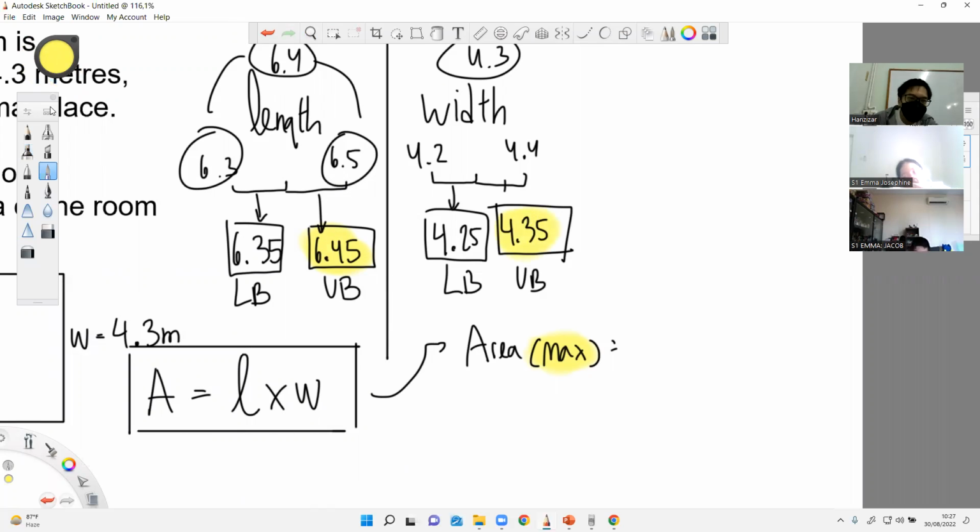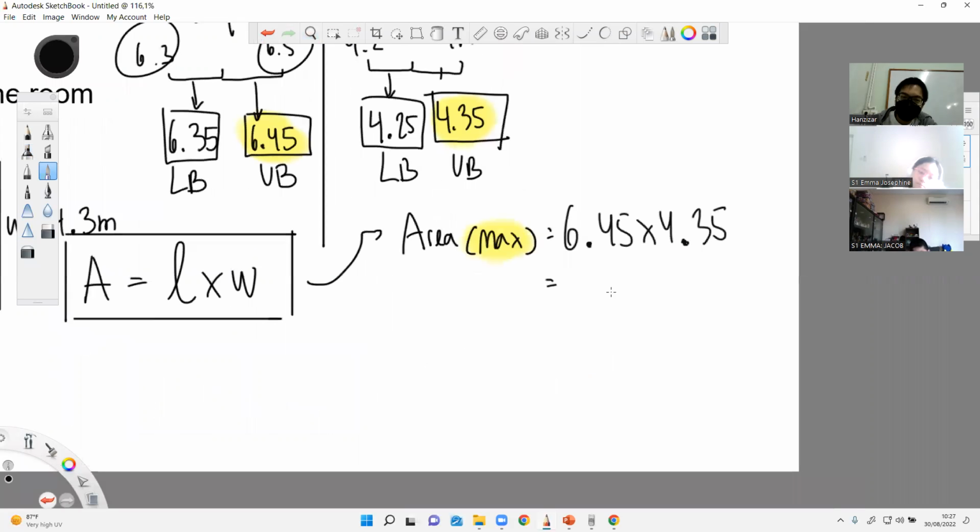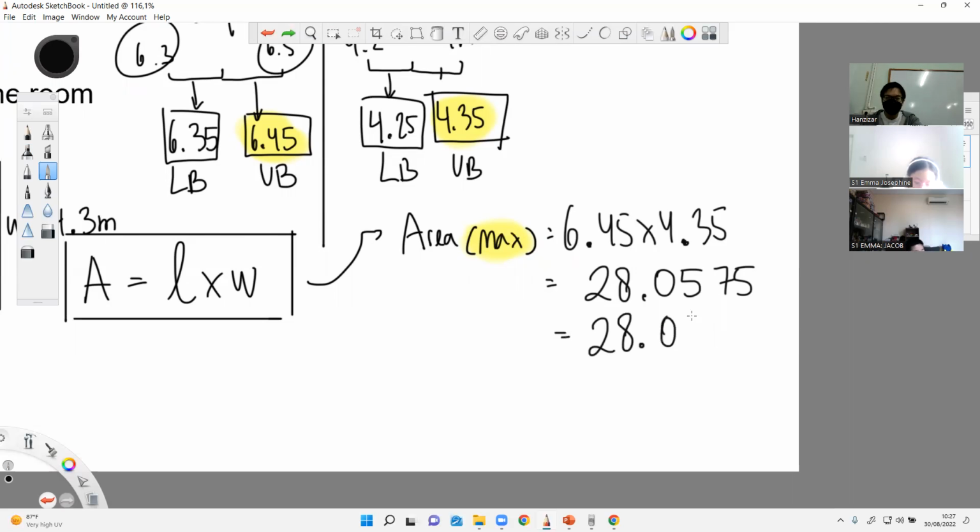Then what next? You multiply, right? 6.45 times 4.35. Anyone that has a calculator, please calculate it for me because I don't bring my calculator right now. Okay, so what is the answer then? You can round down, or you can round off the number. I put 28.06, more accurate, right? It's still simple. And how do you calculate the area of the minimum?